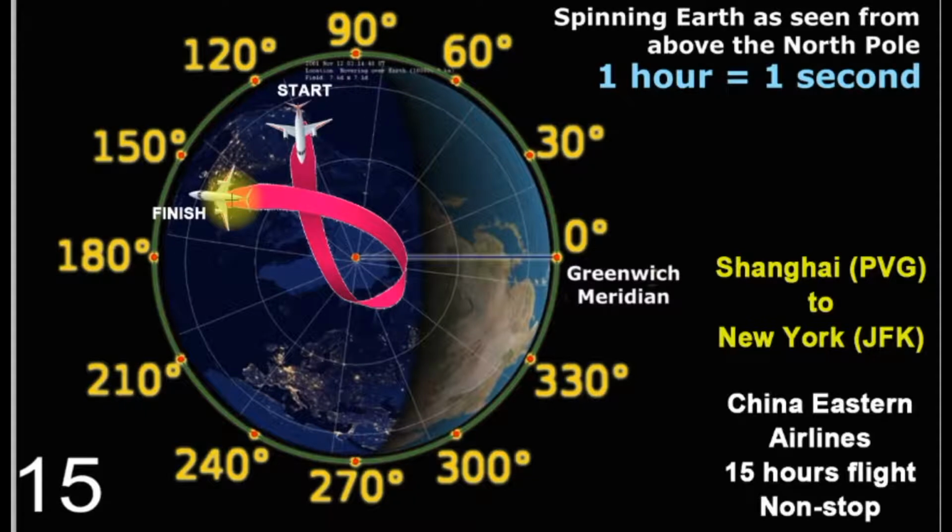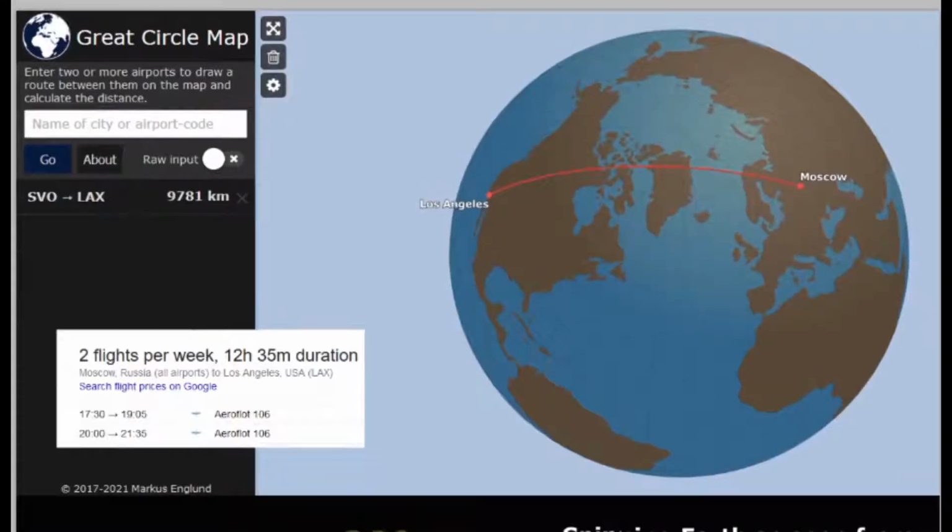Of course this doesn't happen because Earth is not a globe. Shanghai to New York, China Eastern Airlines, 15 hours flight non-stop. Let's move on. Let's go to the next one. We are now looking at this flight, Los Angeles to Moscow.